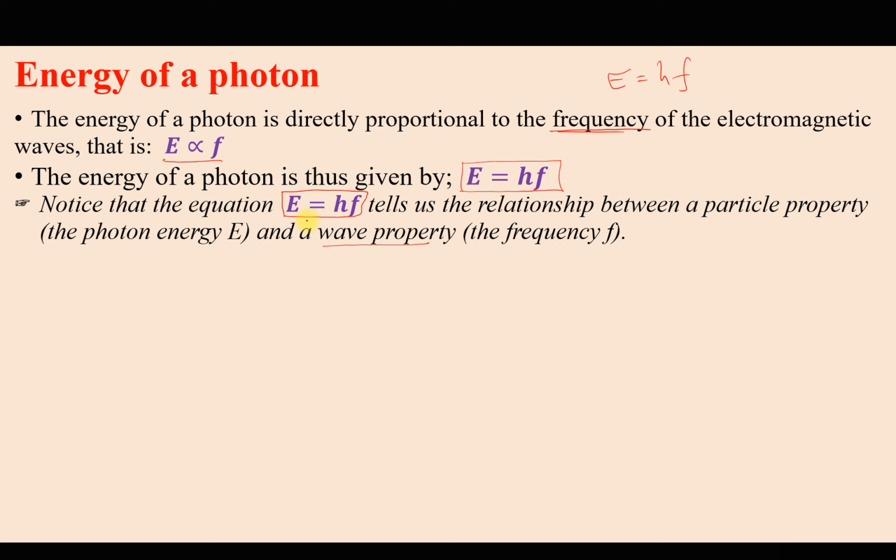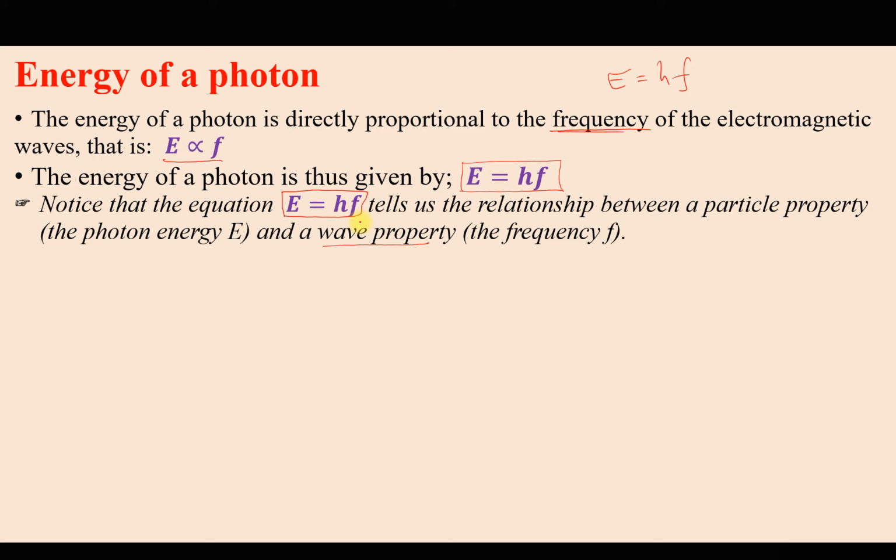So there is a link between the energy of a photon and the frequency of a wave. It gives us an impression that electromagnetic radiation has both wave-like properties and particle-like properties, as we shall discuss under what we shall call the wave-particle duality. So the equation E equals HF tells us the relationship between a particle property and a wave property. The particle property is the energy of a photon, where we're assuming that the photon is a particle, and yet frequency is a property of a wave, and we're assuming that the photon could also have wave-like properties. So the energy of a photon depends on the frequency of the wave, and therefore electromagnetic radiation can be assumed to have both wave-like properties and particle-like properties.